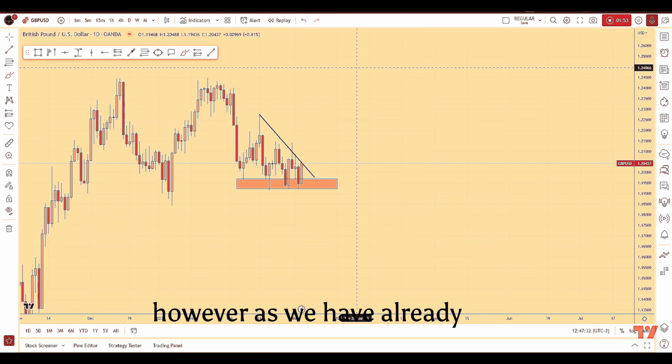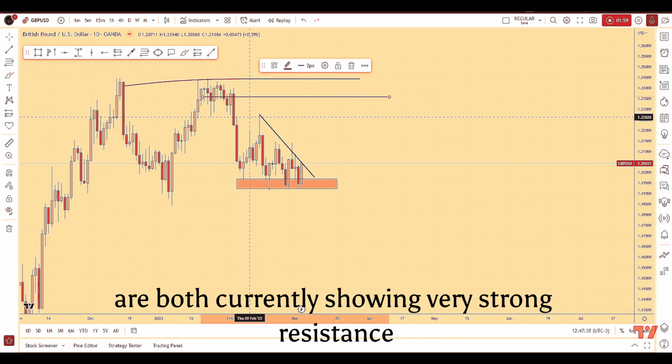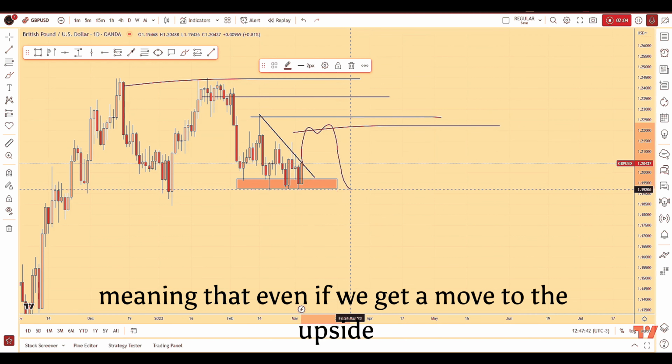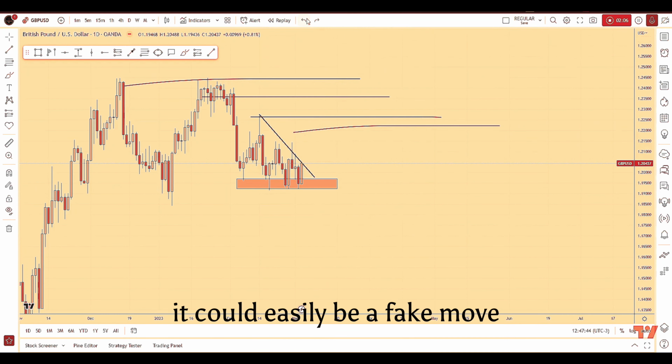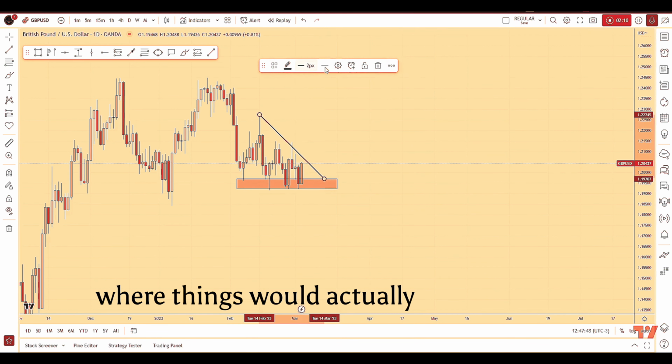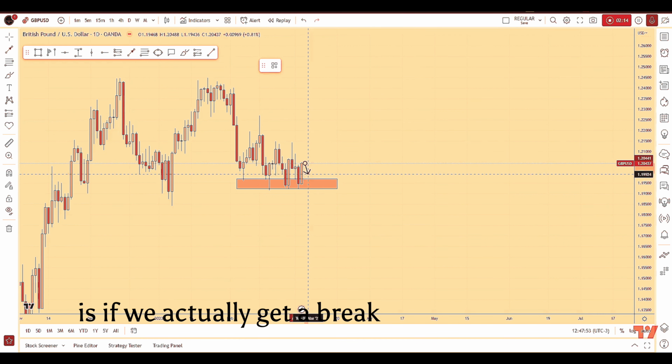However, as we have already seen, monthly and weekly time frames are both currently showing very strong resistance all across this zone, meaning that even if we get a move to the upside, it could easily be a fake move and then the market creates the continuation lower. So where things would actually get way more interesting is if we actually get a break below this support.